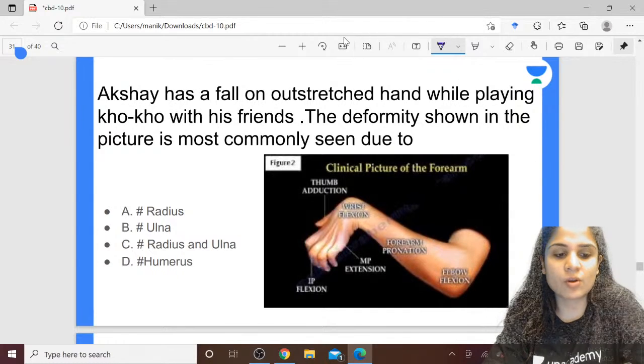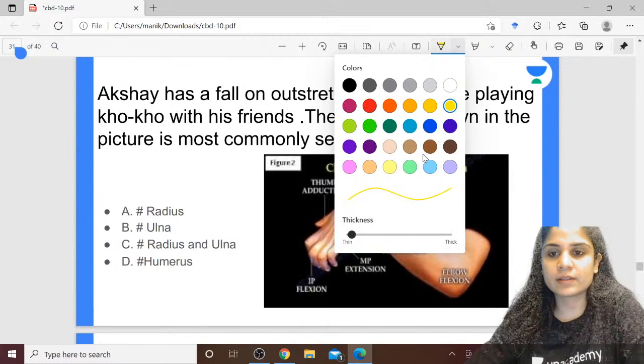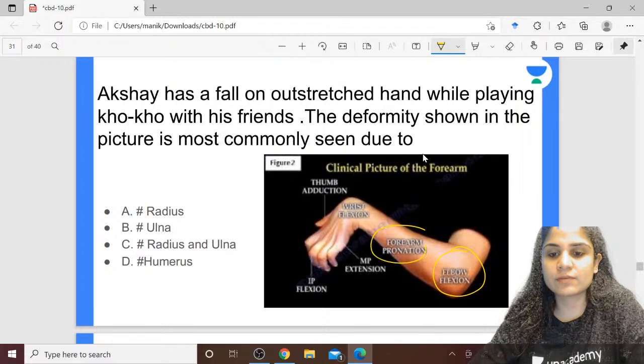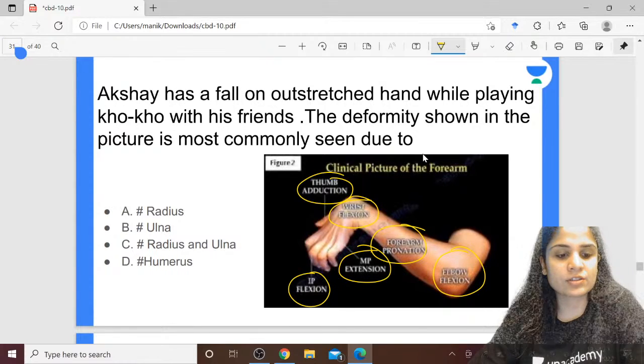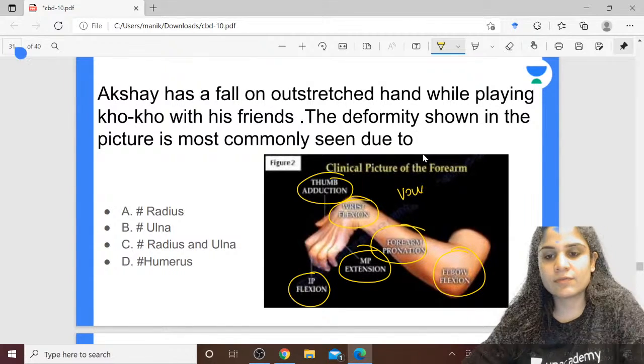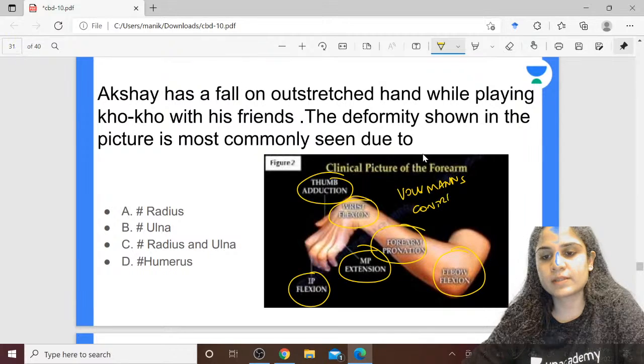Please don't say wrist drop. It is a combination of all of these things that I've put over here. It is a combination of elbow flexion, forearm pronation, wrist flexion, thumb adduction, interphalangeal flexion and metacarpophalangeal extension. All of them together form Volkmann's deformity. Absolutely correct. This is called Volkmann's contracture or Volkmann's deformity.